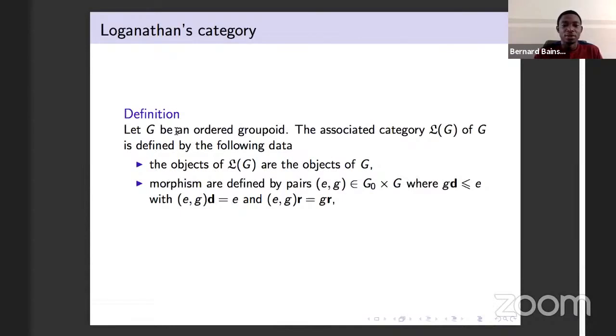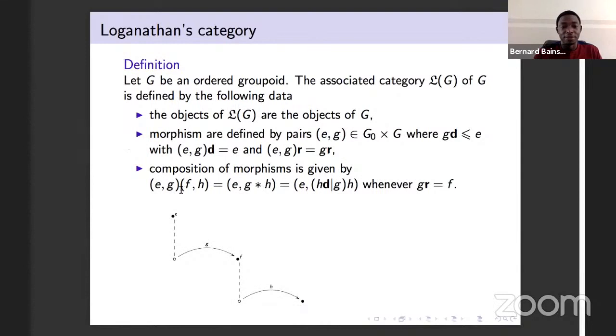Given an ordered groupoid G, this category will have objects which are the same as the objects of G, but the morphisms are no more going to be just the morphisms in G. They're going to be pairs (e, g), where e is an object and g is a morphism in G, such that the domain of g is less than or equal to e. So e is a point that sits somewhere up, and g is a morphism that sits below e, such that the domain of g is less than or equal to e. So this morphism will have domain e, and it will have the range of g.